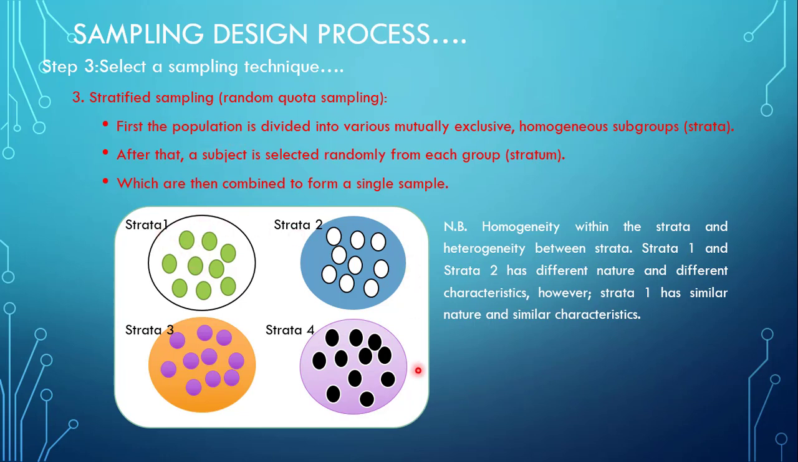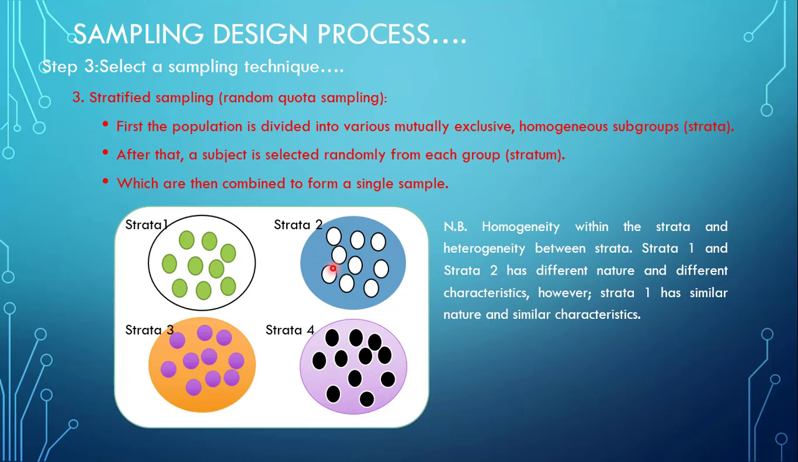Let's say in the diagram as it is shown, we have four strata: strata 1, strata 2, strata 3, and strata 4. The elements in strata 1 are homogeneous. They have similar characteristics and similar natures, and the elements in strata 2 will have similar characteristics and similar natures. But comparing strata 1 and strata 2, they will have different characteristics and different natures.